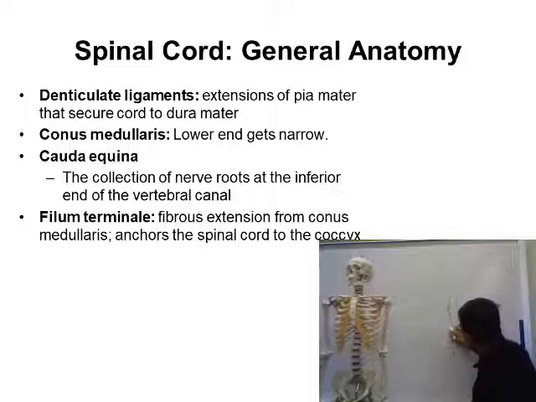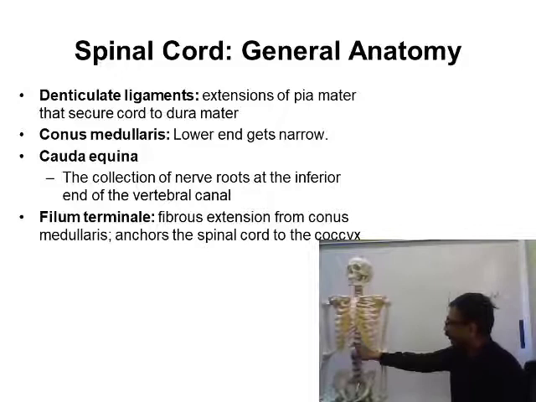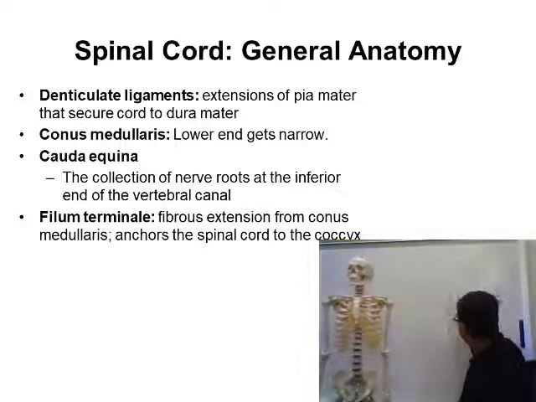So in two areas, you will see the spinal cord gets wider, expanded, in the cervical area, that means in this area, and in lumbar area here. So in cervical and lumbar, in these two areas, the spinal cord gets wider or expanded. So two expansions.